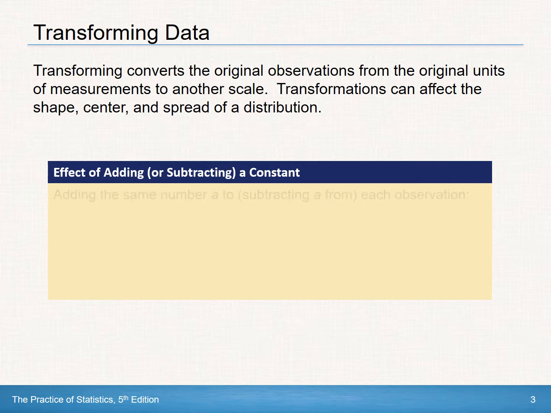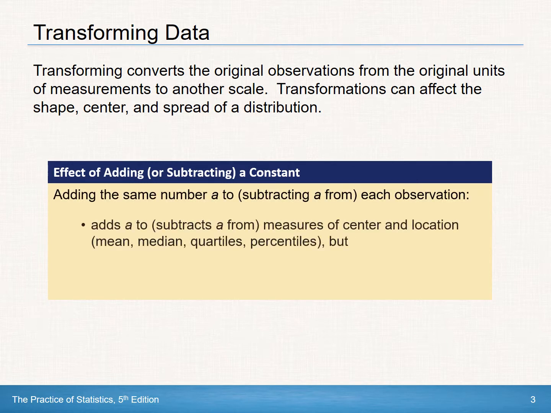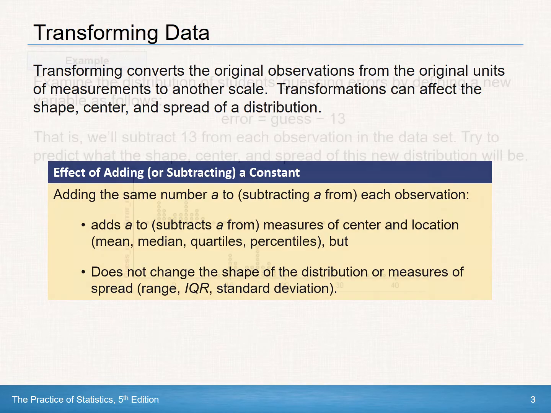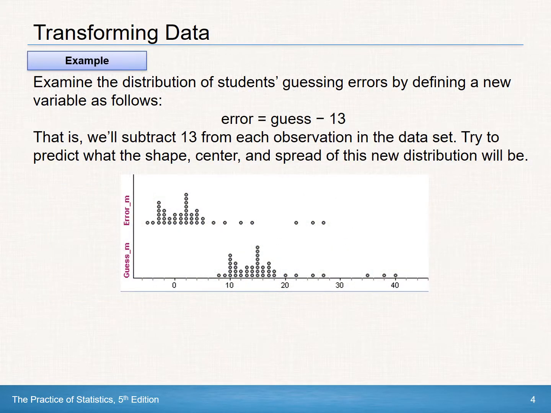So when we're adding a constant, the measure of center and location will be added the same value or subtracted. So it adds A to the measure of center and location. But it does not change the shape of the distribution or the measures of spread. So the spread and the shape do not change, but the center will change by adding or subtracting the same constant. Look at this example.